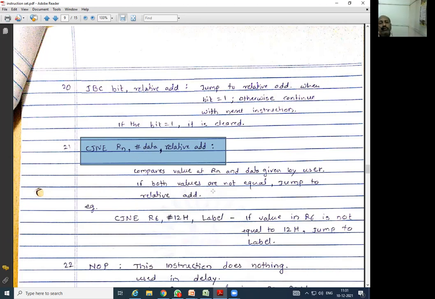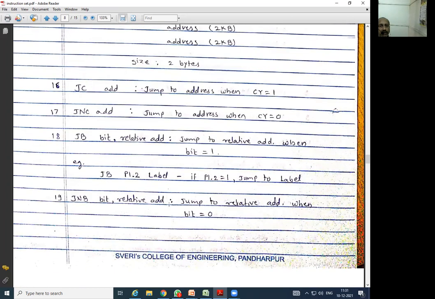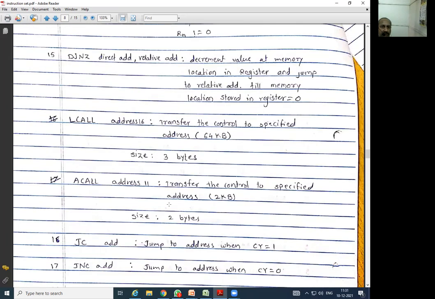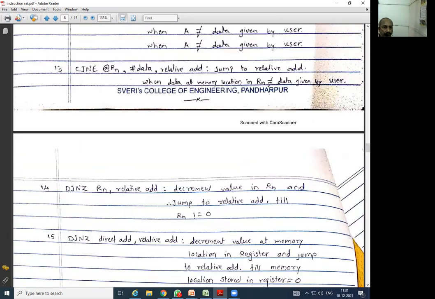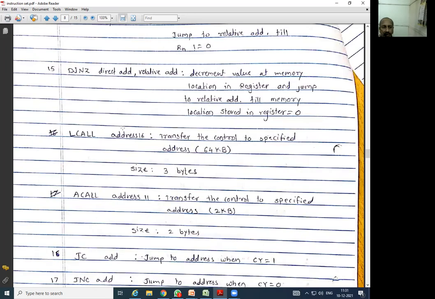And if both values are not equal, current NE आहे बघा lastला NE, so it stands for not equal. If both values are not equal, then jump to the relative address. So similar instruction we have seen over here ki equal असेल तर not equal असेल तर. So here it is CJNE A comma hash data relative address.